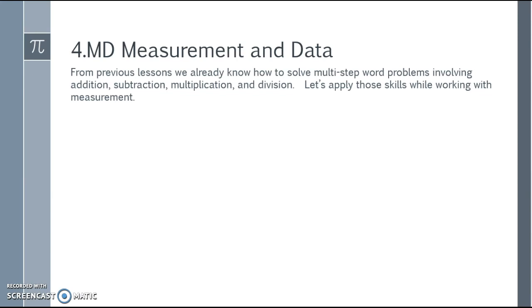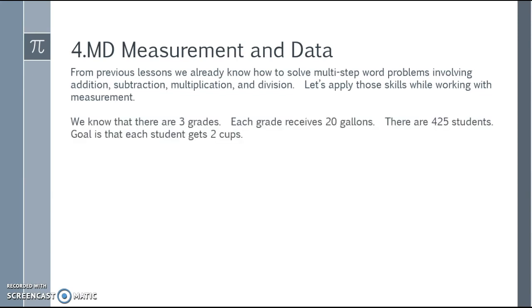From previous lessons, we already know how to solve multi-step word problems involving adding, subtracting, multiplying, and division. Let's apply these while we're working with measurement. We know that there are 3 grades. Each grade receives 20 gallons. There are 425 students. Our goal is that each student gets 2 cups.